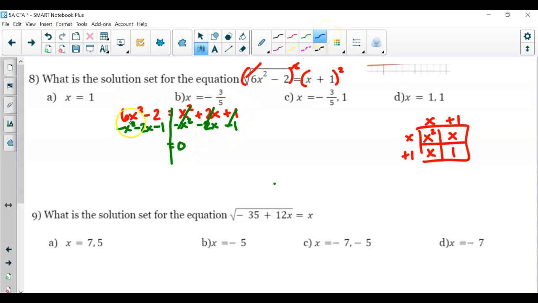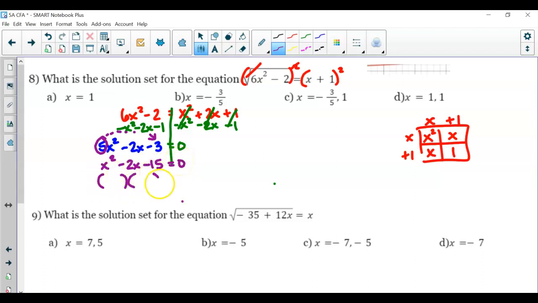Combining like terms, 6x squared minus x squared is 5x squared. Now notice there is no other x term, so bring down negative 2x. Then negative 2 minus 1 is negative 3. Now we can solve this by factoring. However, notice we have that coefficient of 5. So this is having to use bottoms up, where I've got x squared minus 2x minus 15 is equal to 0.